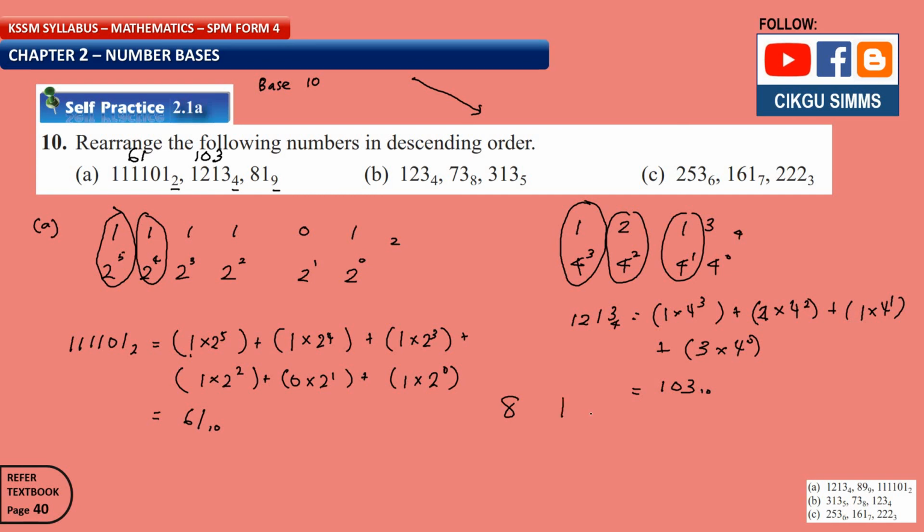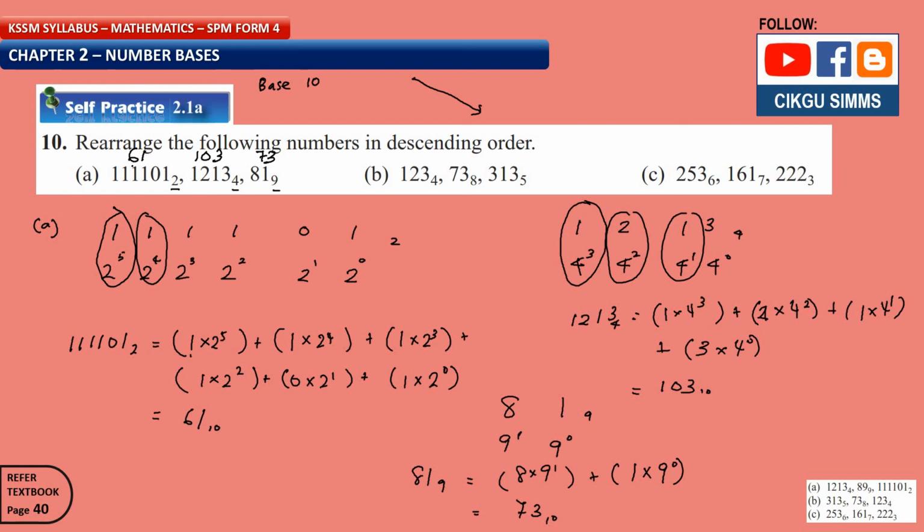And then you do it for the last one, 81 base 9. So 9^1, 9^0. So 81 base 9 is actually these two digits added together, the digit value. So 8 times 9^1, 1 times 9^0. So this one is 73. So this one is 73 base 10.